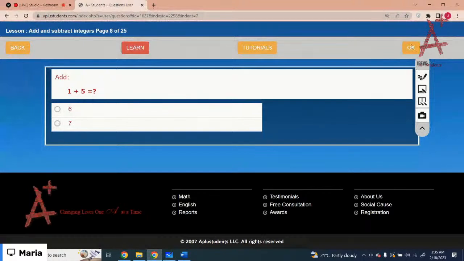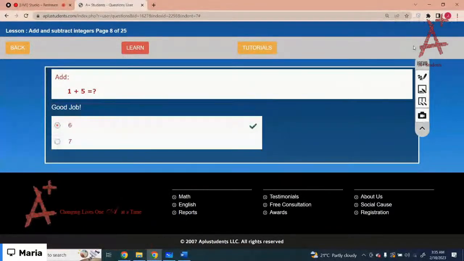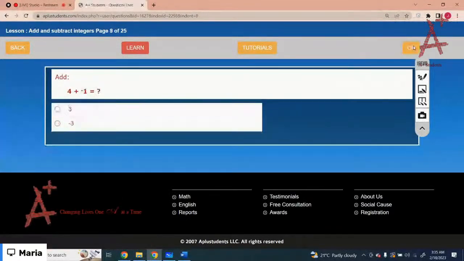Okay, the next one is 1 plus 5. Both the numbers are positive. Simply add them. 1 plus 5 equals 6. Okay, 4 plus negative 1. You have to subtract. 4 minus 1 is 3. Got it? Because 4 is the greater number. 4 is positive. So the answer must be positive. So it would be positive 3.